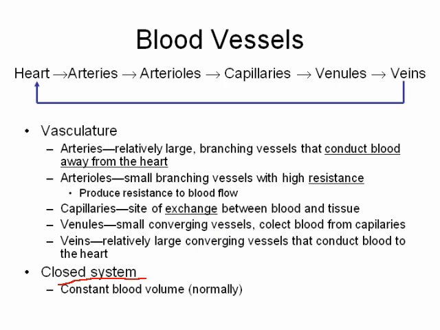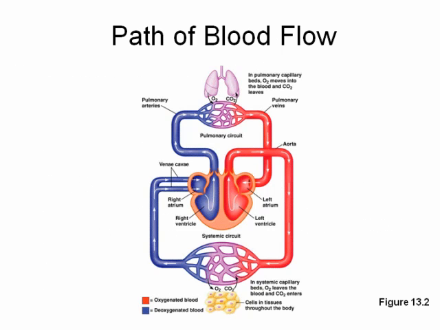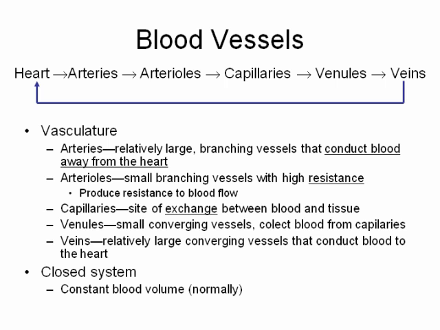It is a closed system. That is, it has a constant blood volume. I say normally. Of course, if somebody has a bad cut and is hemorrhaging, it's not a closed system. But in most cases, it is a closed system. And the path of blood, of course, follows this diagram that I had in this particular slide.